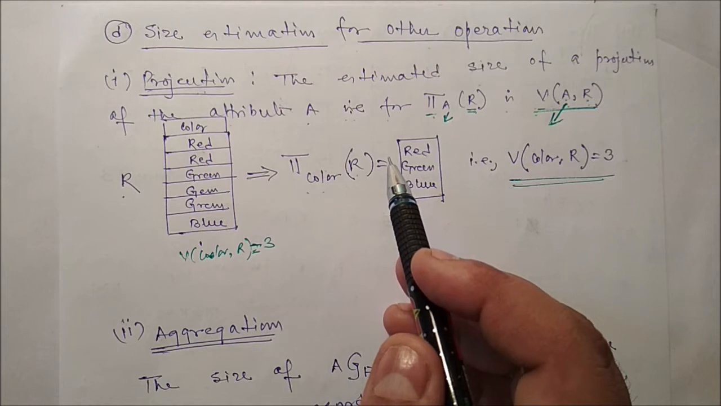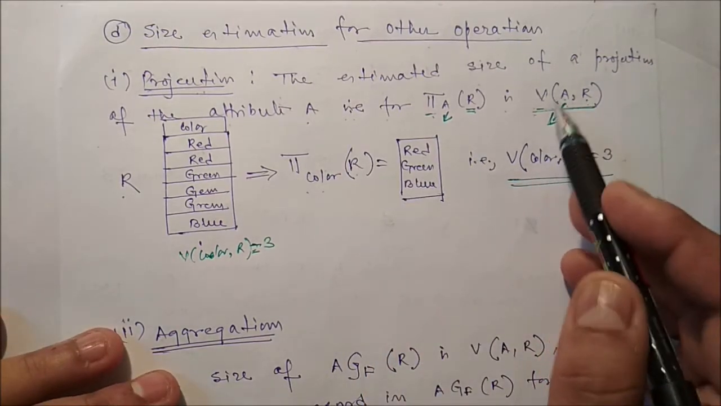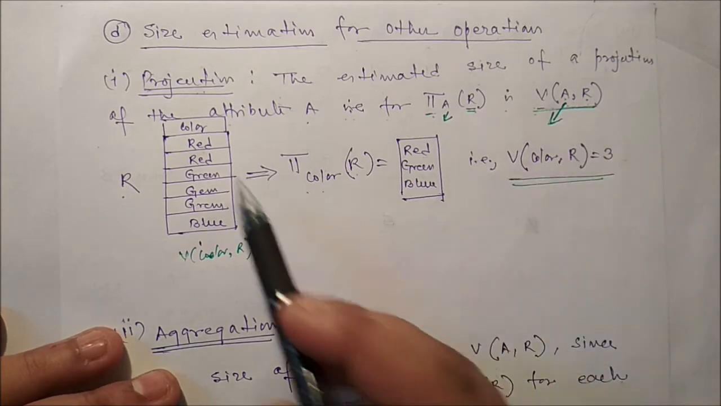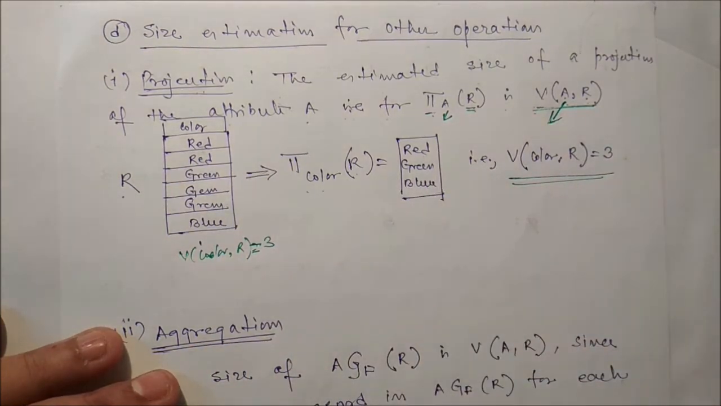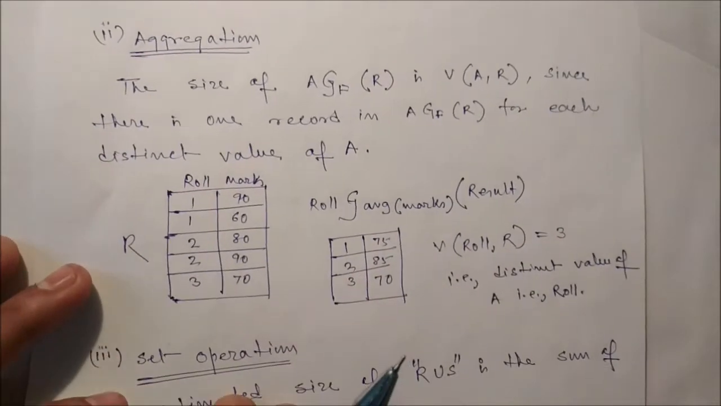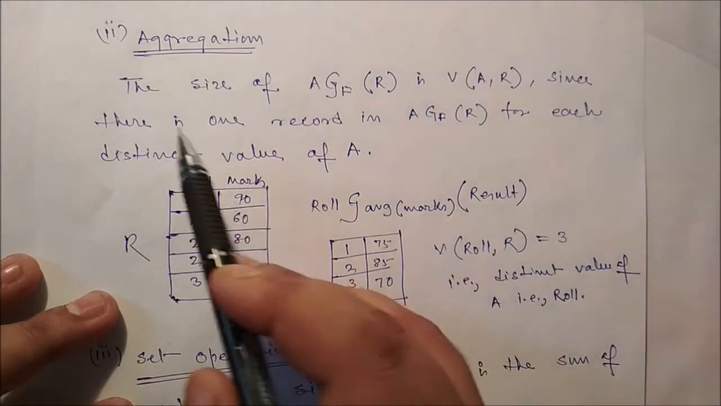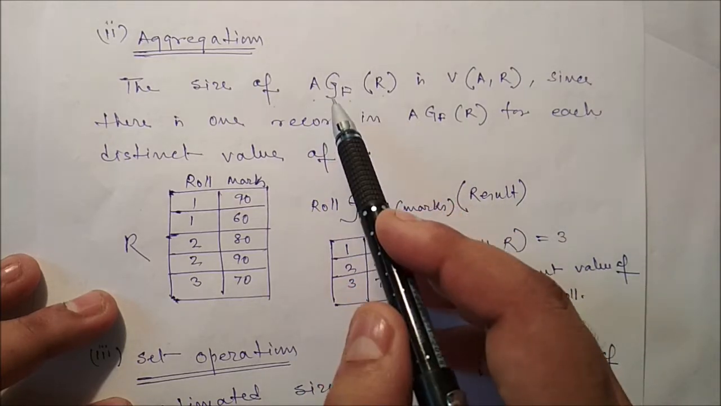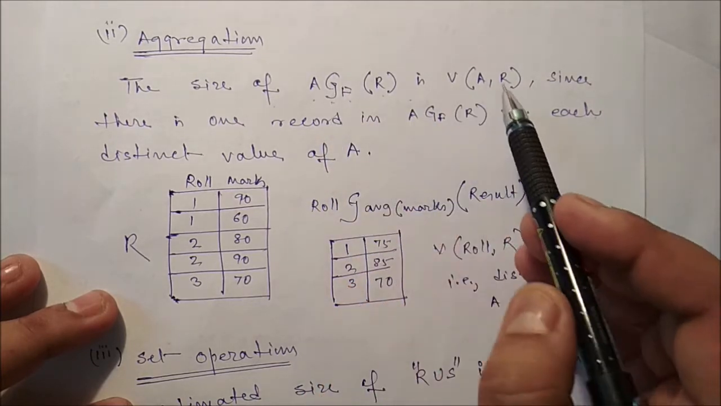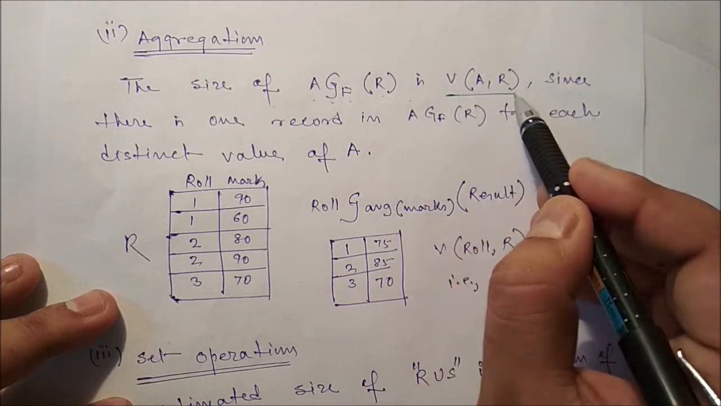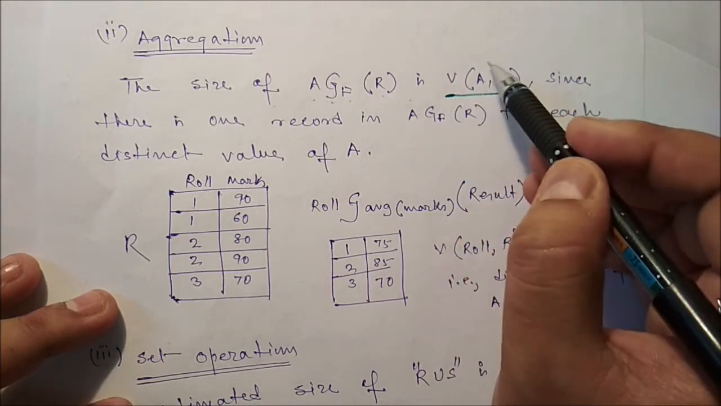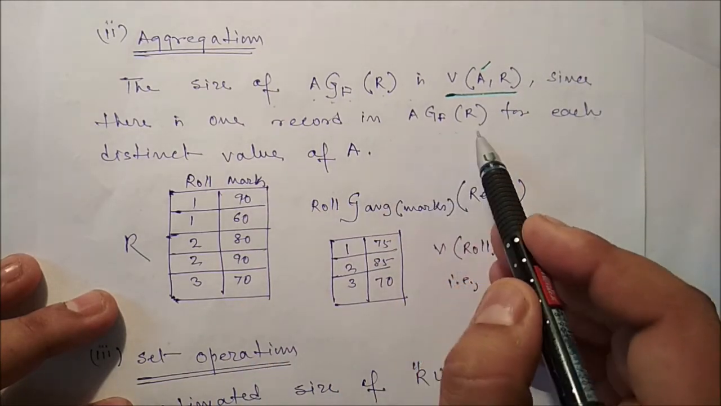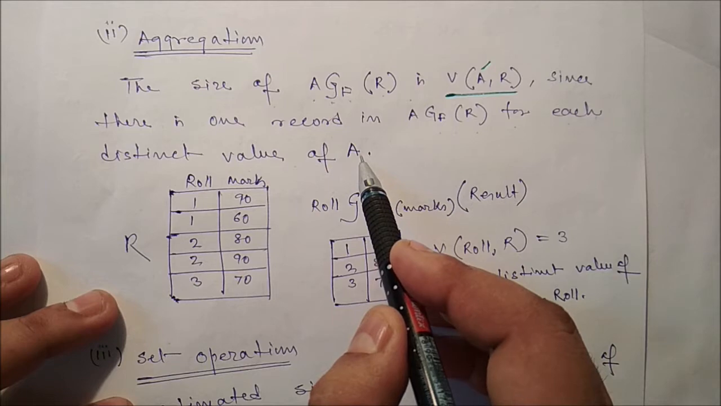So for the projection operation, we apply this formula. We just identify how many distinct values are there, because the projection operation returns the distinct values; you do not return the repeated values. Next is aggregation. So the size of A calligraphic G F(R), this is what we use. For aggregation, here also we can use the distinct values of this attribute A, since there is one record in A G F(R) for each distinct value of A.